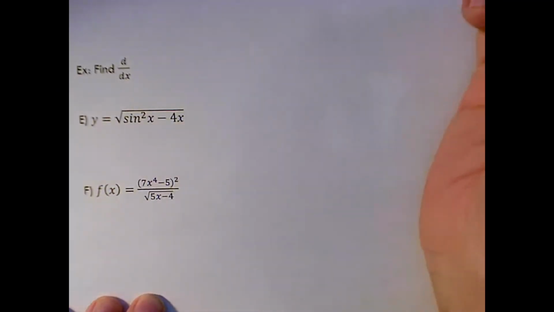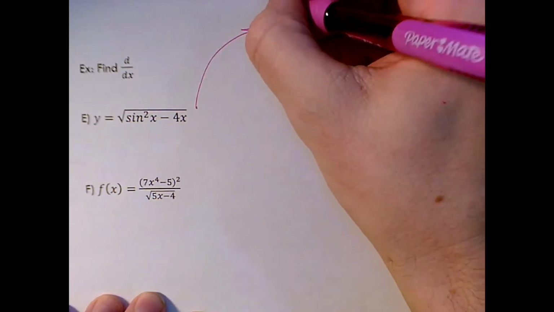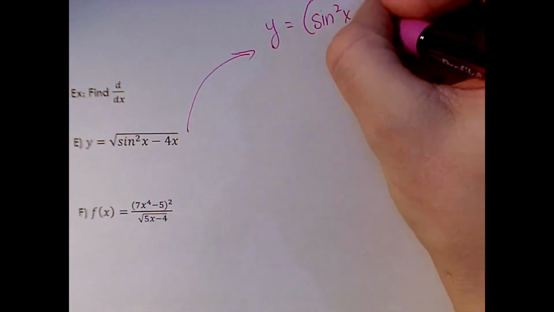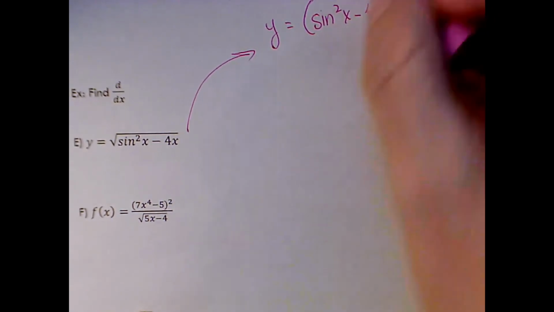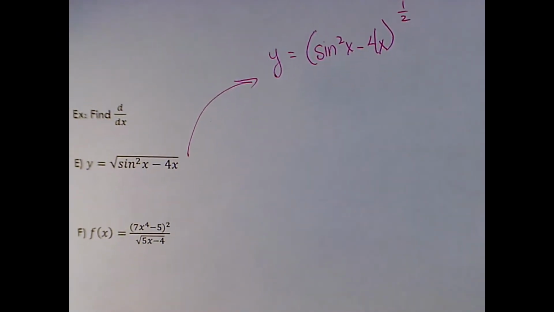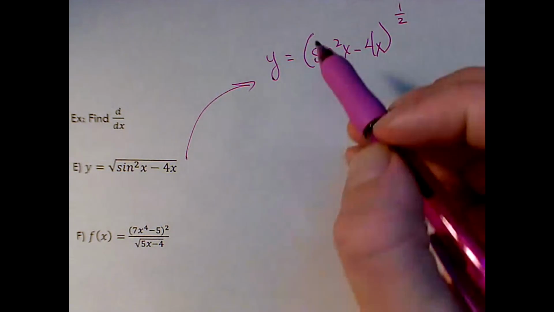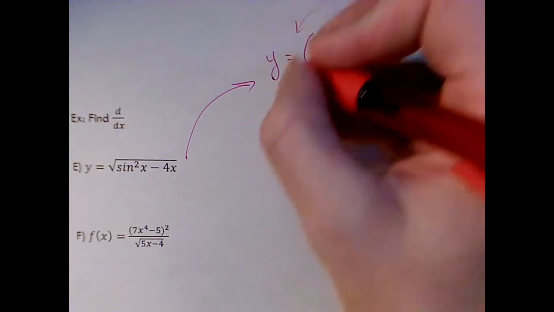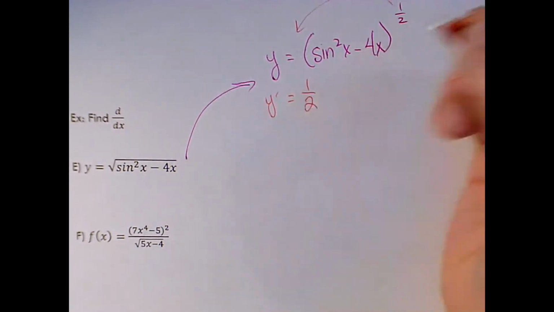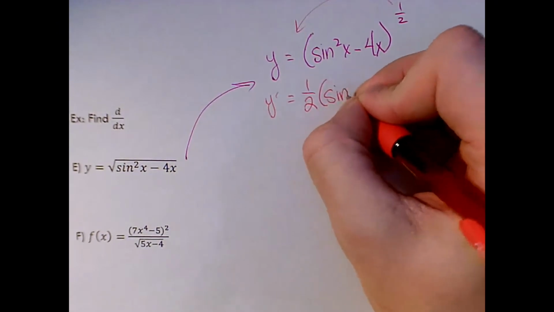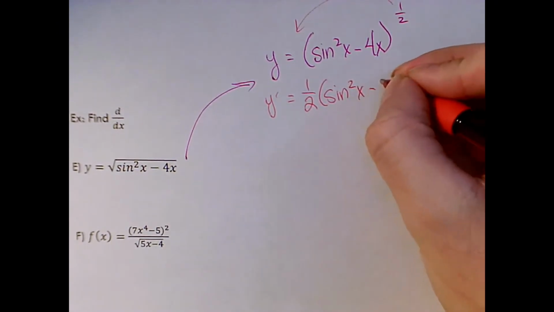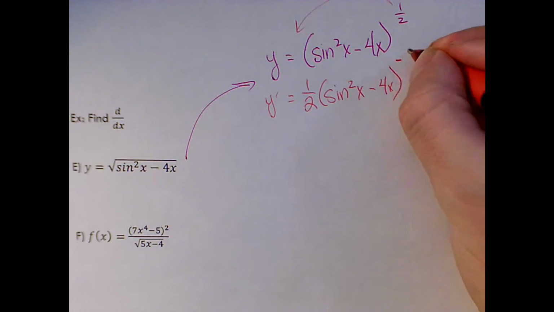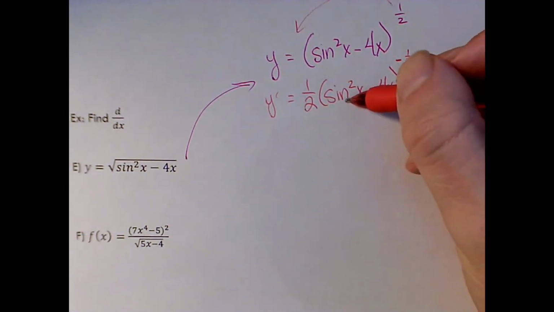I'm going to rewrite E and make it look like this. Make sure you can see what I'm doing. So this is chain rule. The outside is 1/2. So the derivative of the outside is going to be bring that 1/2 down. Keep the inside. And multiply the whole thing by, oh, and you know what? I forgot to put the negative 1/2. And then multiply the whole thing by the derivative of the inside.